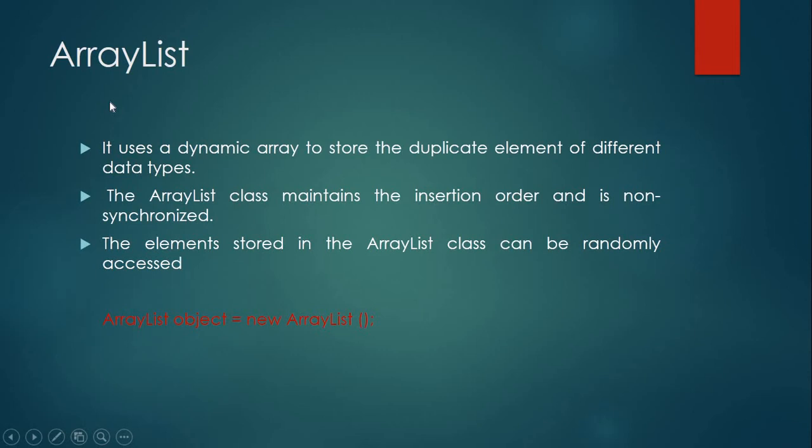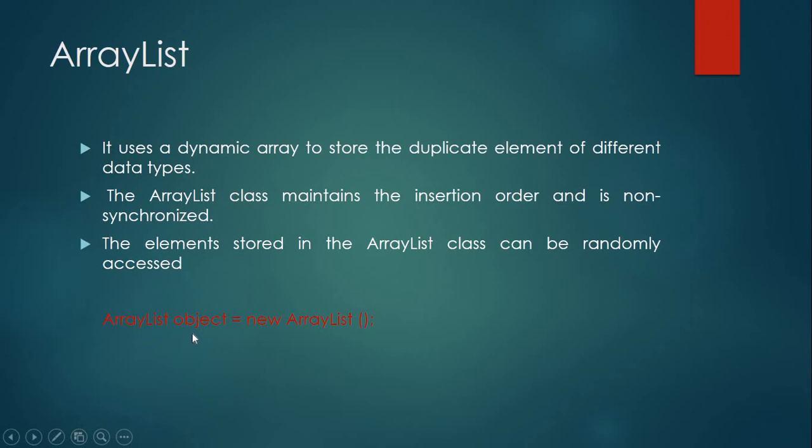The first class, array list, uses a dynamic array to store duplicate elements of different data types. Here is a contrast between array and array list. In an array we can store only a single data type of element, but in array list we can store elements of different data types, and it is also a dynamic array. The array list class maintains insertion order and is non-synchronized. We have to remember that array list is not synchronized. The elements stored in the array list class can be randomly accessed.